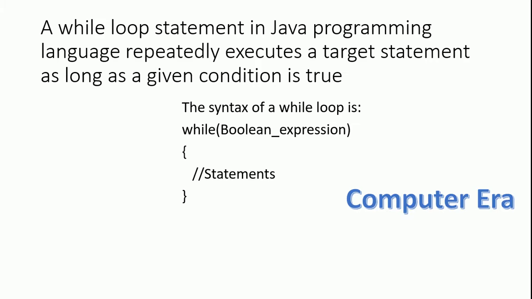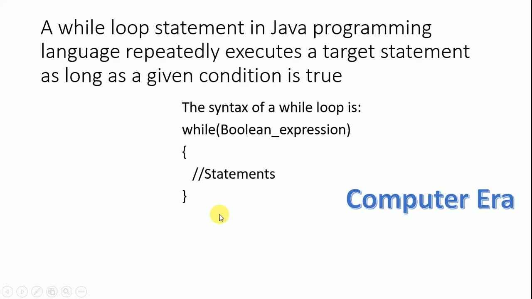When we talk about the while loop, the definition is: a while loop statement in the Java programming language repeatedly executes the target statement as long as a given condition is true. The syntax is while, a boolean expression, and then the statements written within the while block. If this condition is true, the statements will be executed. The number of times it is true, it will be executed. But if it is false, it will automatically come out of the loop.